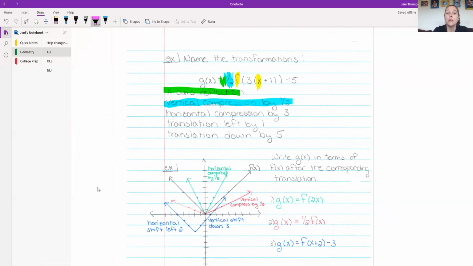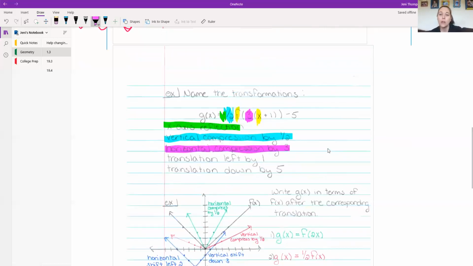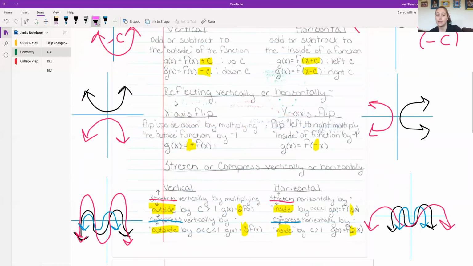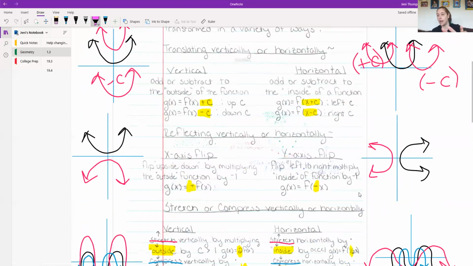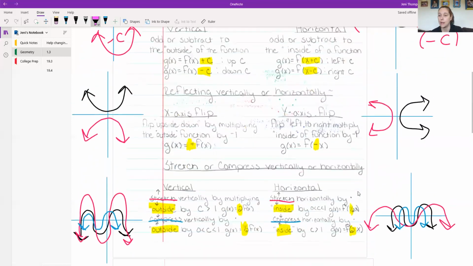Let's take a look at the next. It's also being multiplied on the inside of the function, right? Since it's being multiplied on the inside, we know that the change is happening horizontally. And since it's a number greater than 1, we know that it's being compressed horizontally by 3. You'll constantly be referring back to these rules here to figure out what's happening. So just have this up as your reference, and you'll quickly be able to figure out everything that's happening.